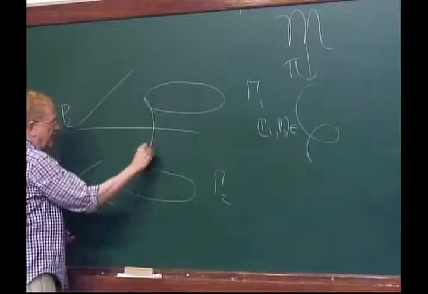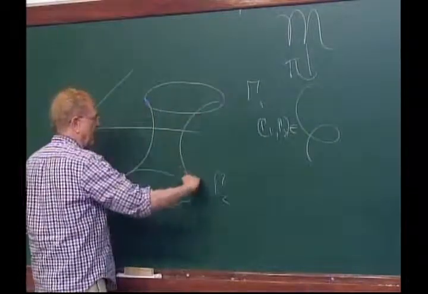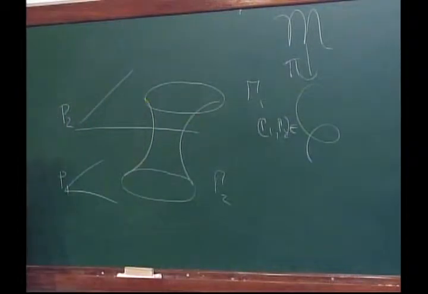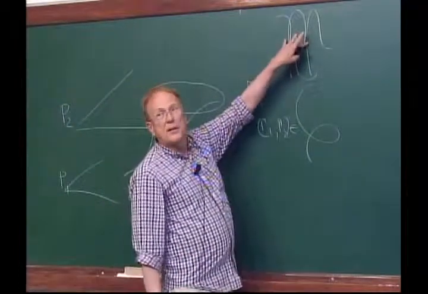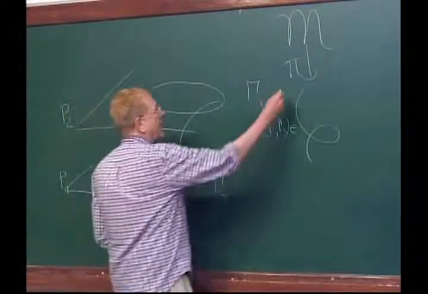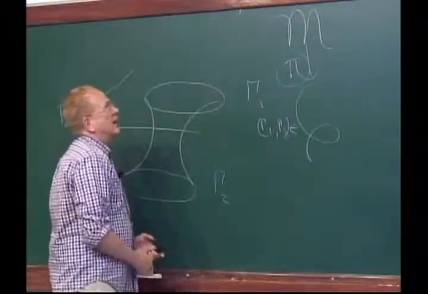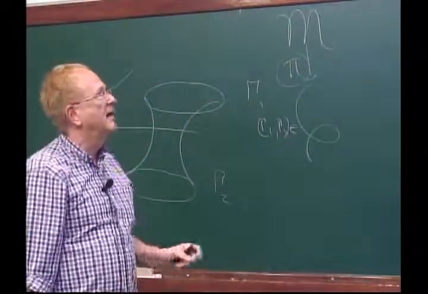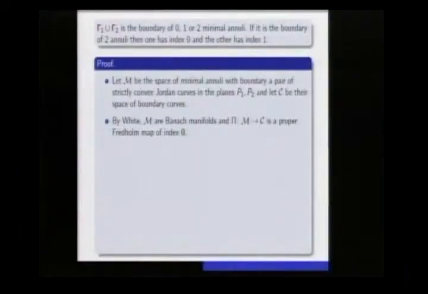I can look at the minimal annuli which bound these things. So this is the space of all minimal annuli bounding these curves. And we have some properties of this map, okay? So when you do things with regularity, you have a Banach manifold. We're restricting the curves to lie on the planes. They aren't just curves in space. You could also do curves in space, but I'm just going to focus on doing it on the planes.